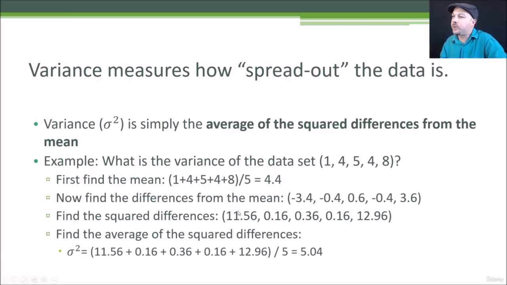So negative 3.4 squared is positive 11.6, while negative 0.4 squared is a much smaller number, 0.16, because that's much closer to the mean of 4.4. 0.6 is also close to the mean, only 0.36, but as we get up to the positive outlier, 3.6 ends up being 12.96. Okay? And to find the actual variance value, we just take the average of all of those squared differences from the mean. So we add up all these squared variances, divide it by 5, the number of values that we have, and we end up with a variance of 5.04. Okay? That's all variance is.